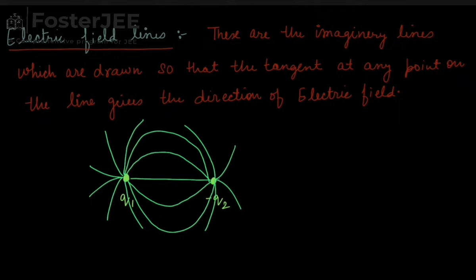So we can say we have already discussed this, that it emerges from positive charge and terminates on negative charge. Now these lines have some special properties which we will discuss now. Properties of electric field lines.